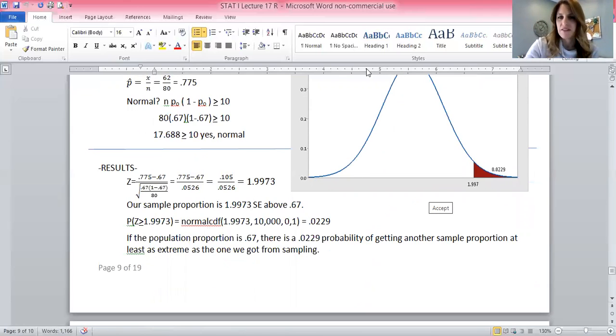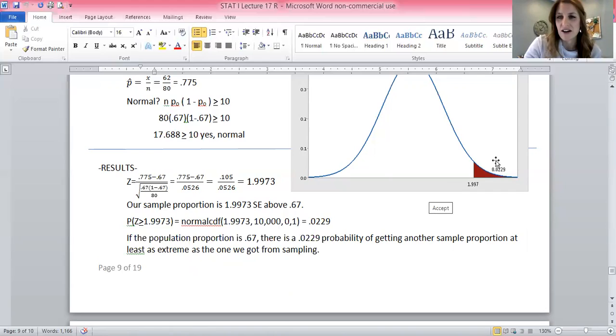This is where the graph and this visual comes in, right? My normal CDF, I need to put in my lower bound and upper bound. So this is where a curve, looking at it, helps me out. So my lower bound is the 1.997. My upper bound is 10,000 or 10 to the power of 10, some really large number. Then I'm going to use 0 and 1 because I'm on the Z curve. Okay, I'm going to plug that in my calculator.